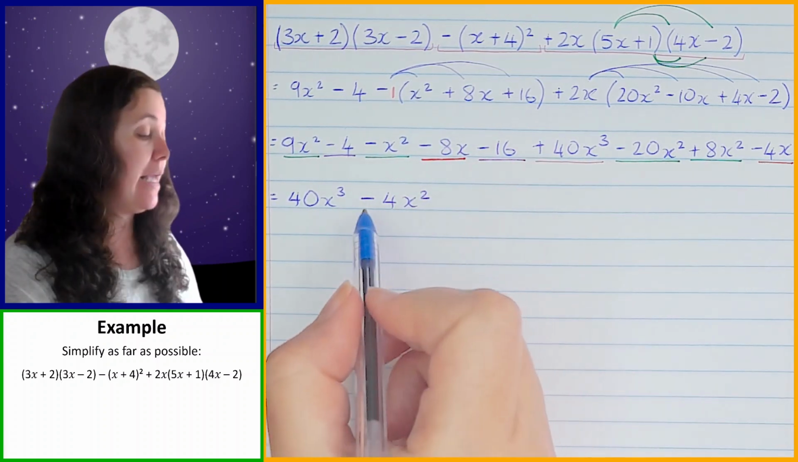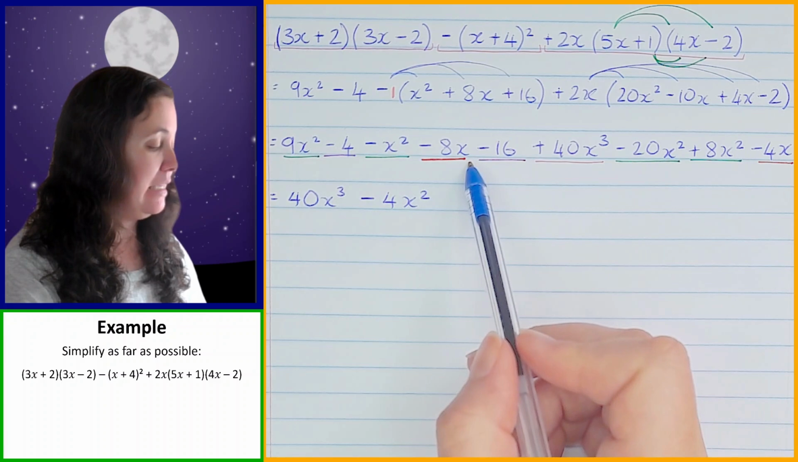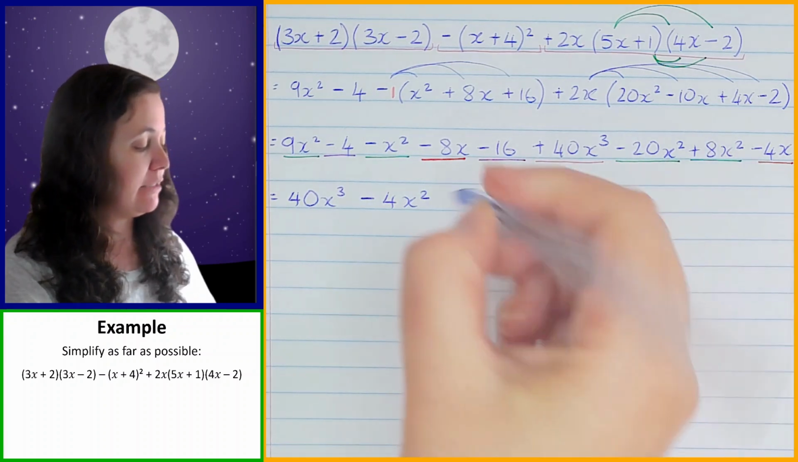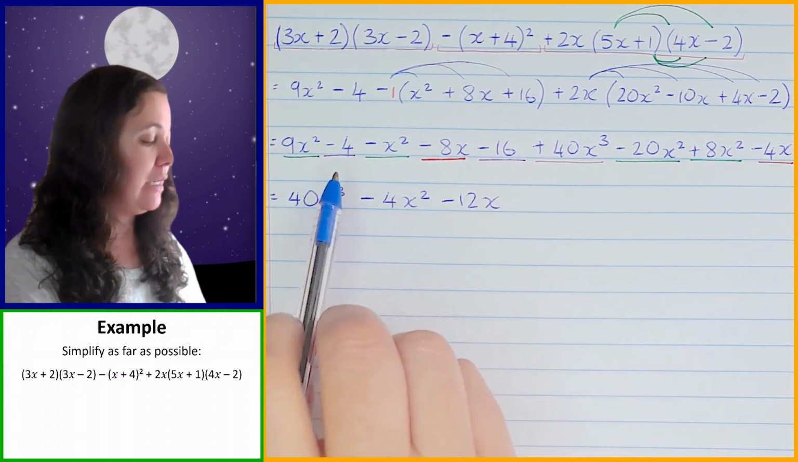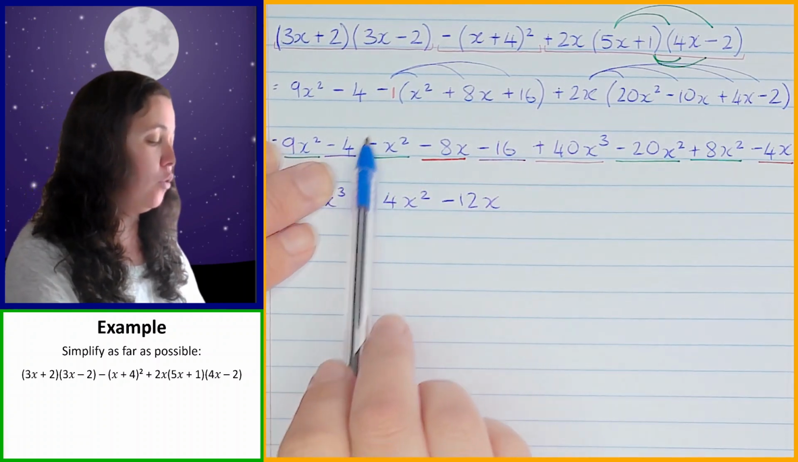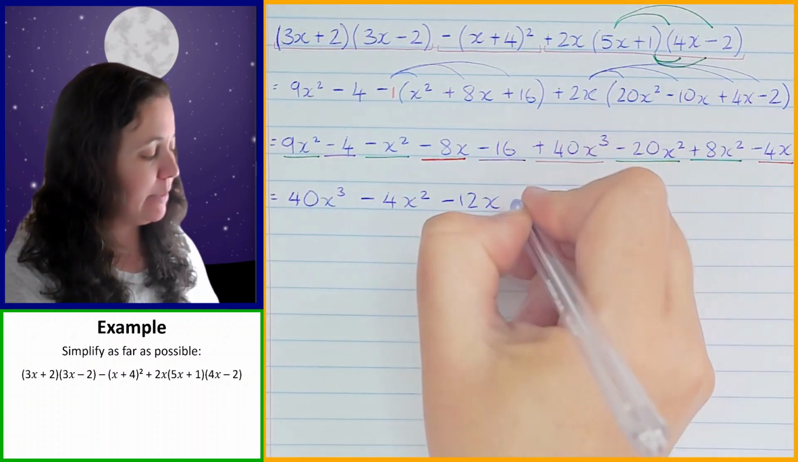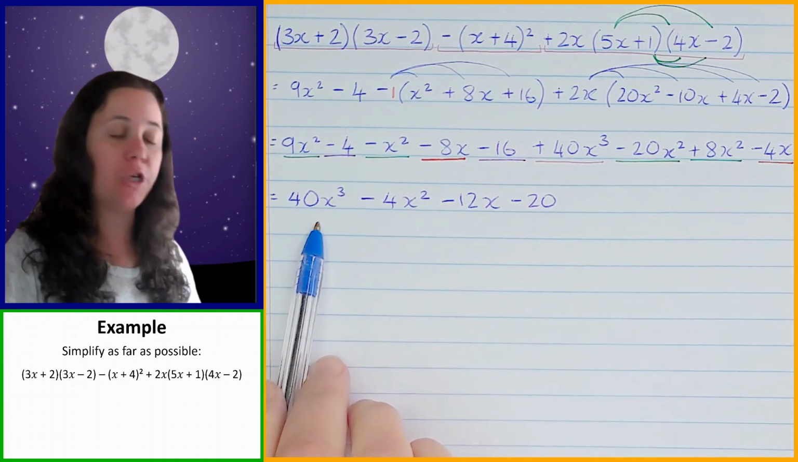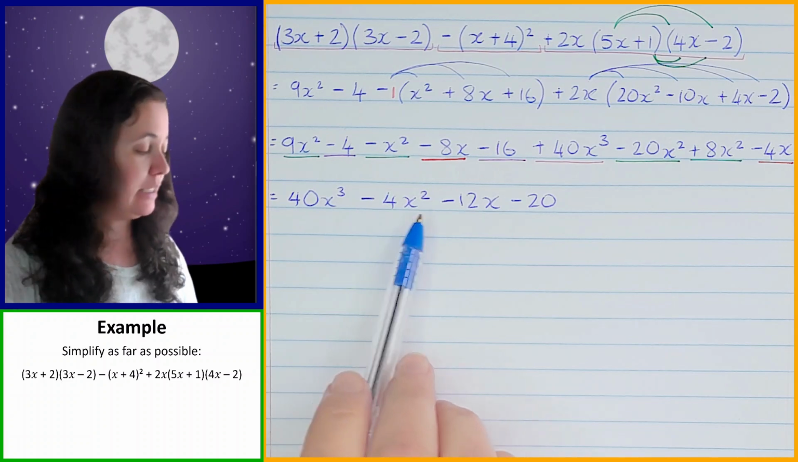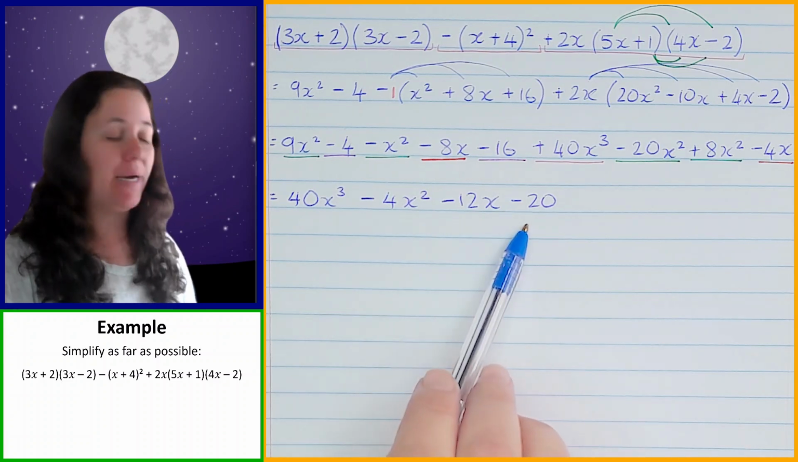Now we're going to go on to the x's. So I've got negative 8x minus 4x. That gives me negative 12x. And now I go finally onto my constant. So I've got negative 4 minus 16. That gives me negative 20. So you should get for this example 40x cubed minus 4x squared minus 12x minus 20.